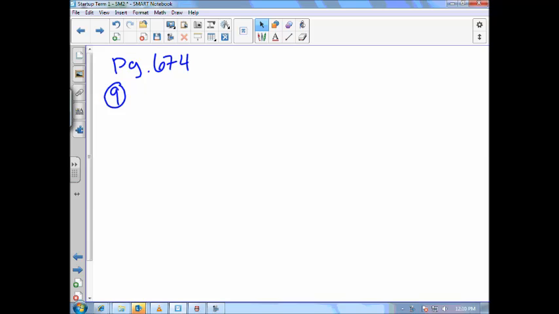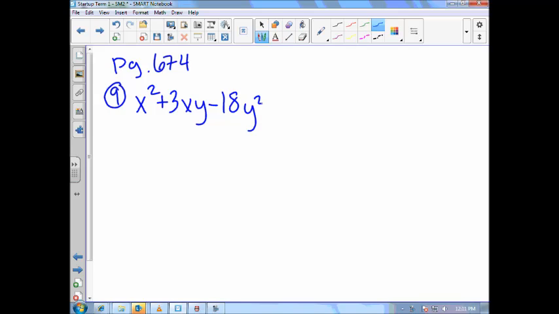Okay, so from your homework last time, page 674, number 9, says x squared plus 3xy minus 18y squared. So when we're factoring, what did we learn last time to factor? The box. Okay, and raise your hand if you weren't here last time. Alright, we're doing the box again today, so you'll pick up on it, just follow along with us.